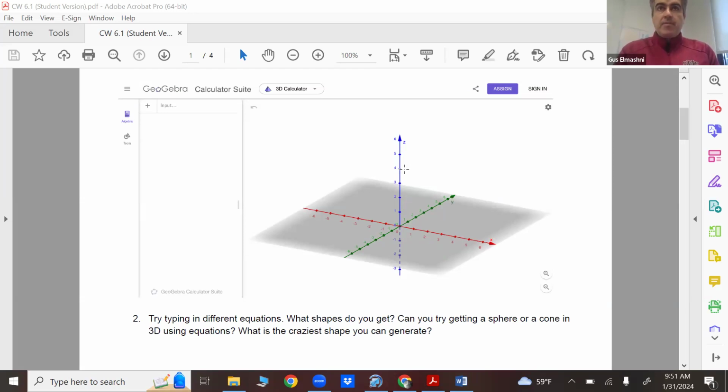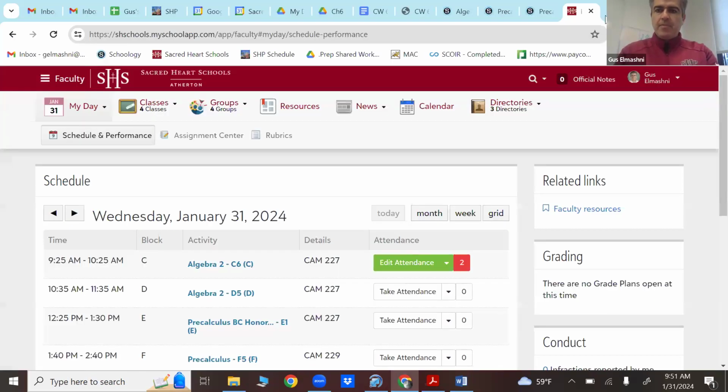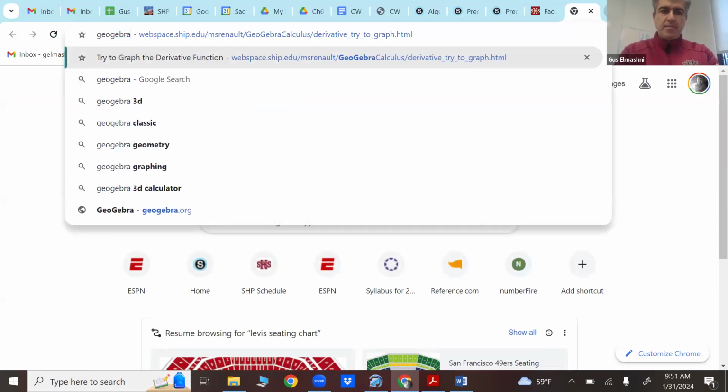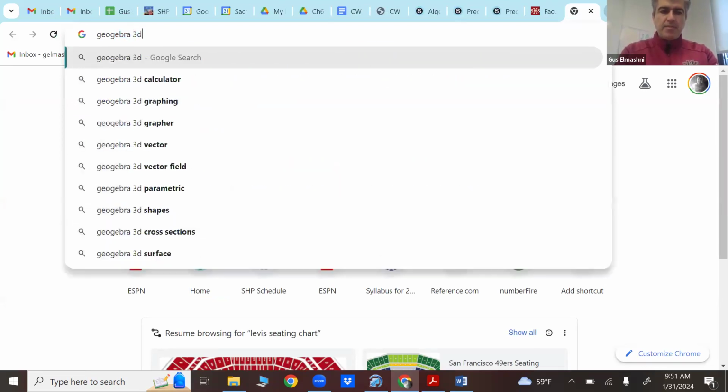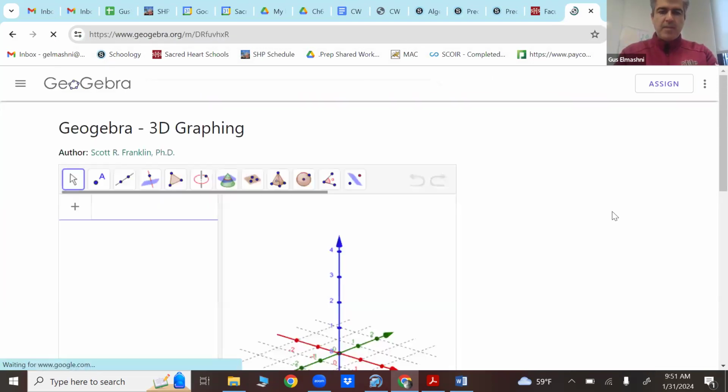Okay, but let me go to GeoGebra. Let me pull it up right now. So GeoGebra, we'll do 3D. Here, oh, perfect. 3D graphing, perfect. There we go.